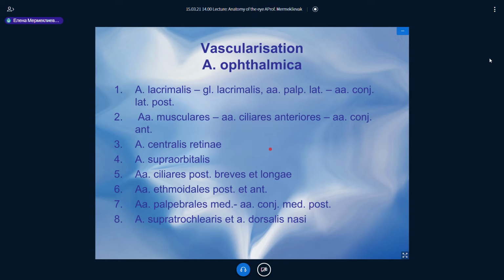Arteria ciliaris posterior brevis and longi supplies the uveal part of the eye, and the arteria ethmoidalis posterior and anterior supplies the medial part of the orbit. Arteria palpebralis medialis, they supply the medial part of the eyelids and the medial posterior conjunctival part. And arteria supratrochlearis and arteria dorsalis nasi are terminal parts. They do not have junction with other arteries. They are terminal arteries.